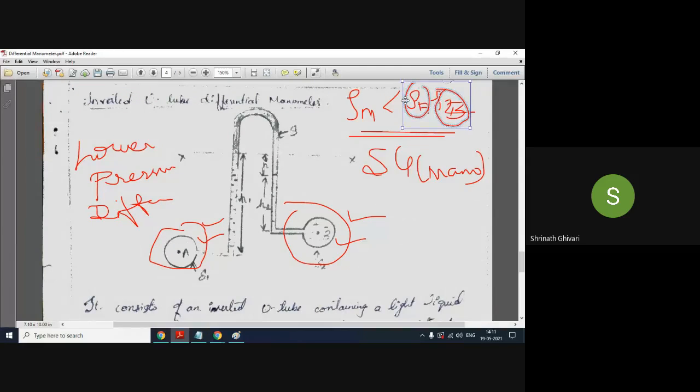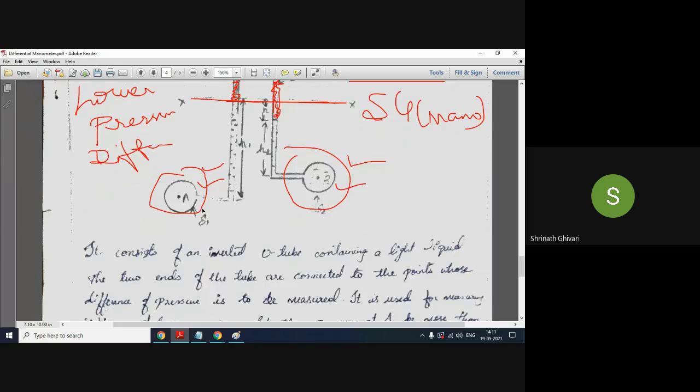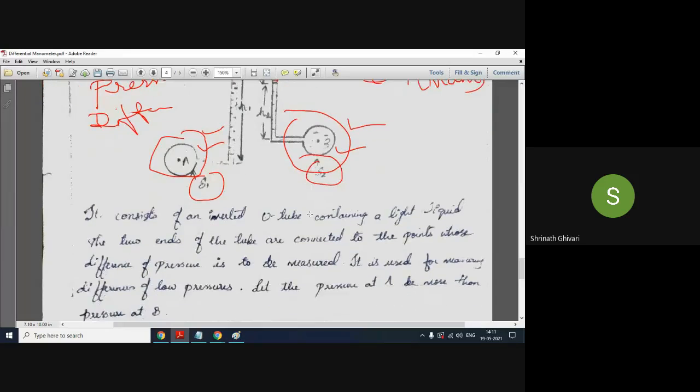Now this has become inverted, right? So whatever we are measuring is with respect to the datum line. This one is the datum line. From here till here, we have a manometric liquid, which is a lighter liquid, not a heavier liquid. Understand this. This is pipe S1, this is pipe S2. This is the specific gravity of A, specific gravity of B.